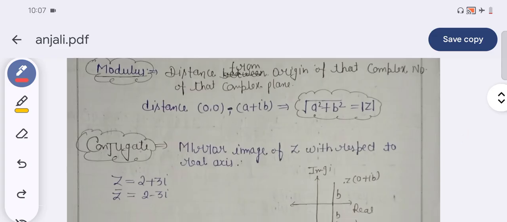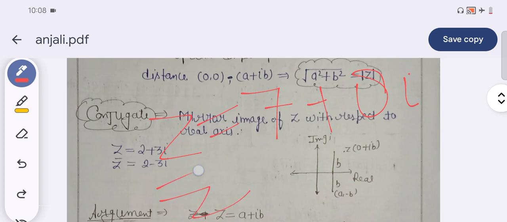And the next is conjugate. Conjugate means the mirror image of z with respect to the real axis. For example, if z is equal to 7 plus 8 iota, the conjugate of z is equal to 7 minus 8 iota. This is the mirror image of this complex number with respect to the real axis.